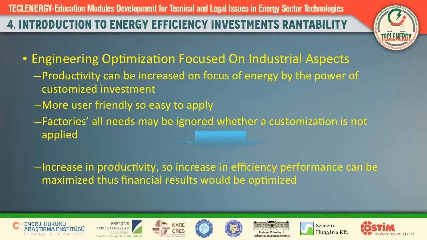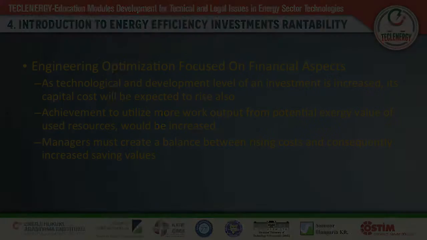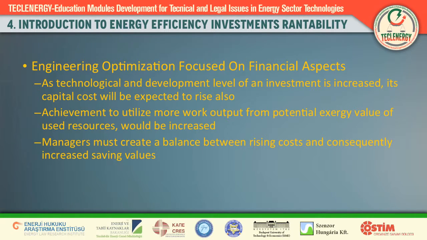Process flow of production must not be blocked by new equipment or machinery extensions which are located to increase energy efficiency. If that is not taken into consideration, productivity may be reduced by mistake. Generally, it must be known that as long as any investment is technologically developed more and more, its capital and operational cost would be expected to rise consequently. However, its long-term outcome would very likely increase. Hence, there must be a balance between costs and benefits.